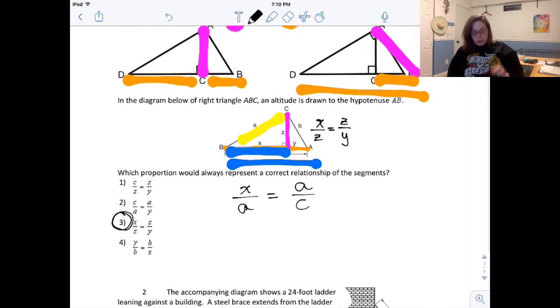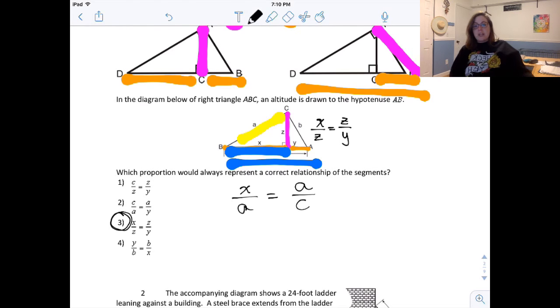Again, that would be another one that's true. It's just not an answer choice. And so we can get these relationships this way. But that's what I would always do: look at what you know, and try to match it up to an answer choice.